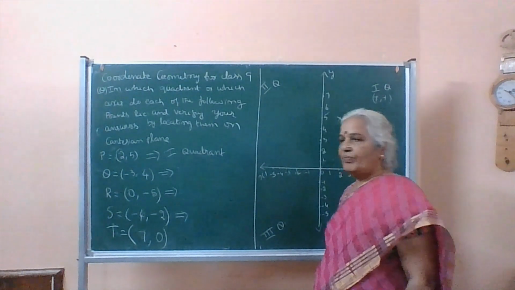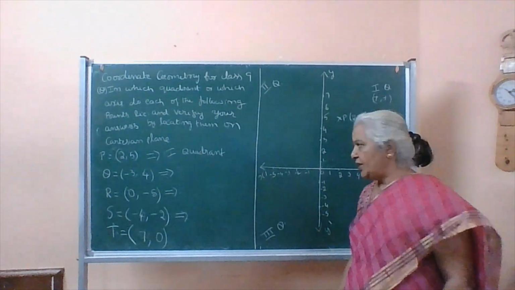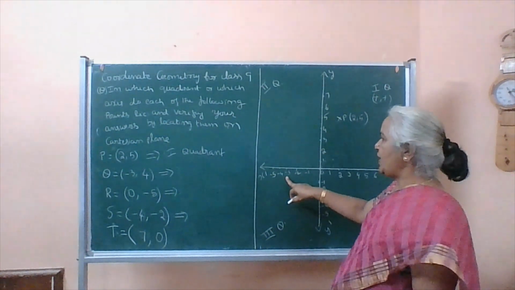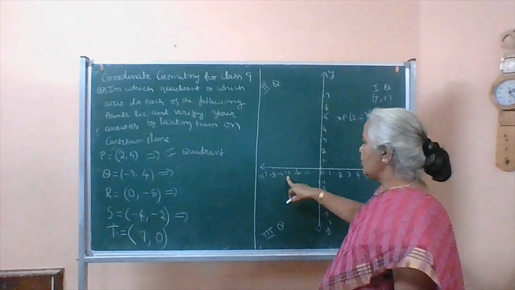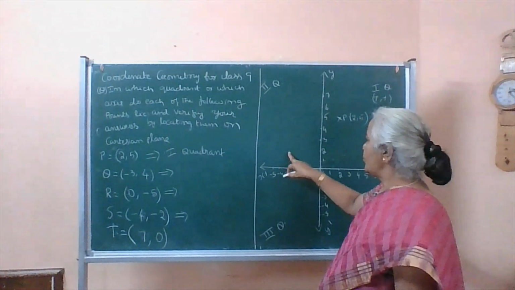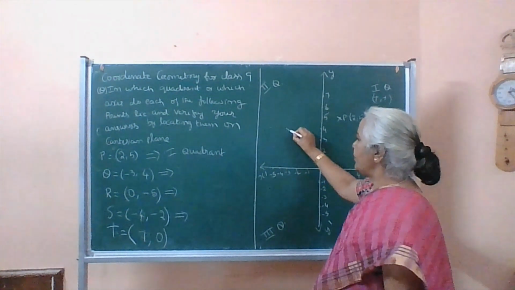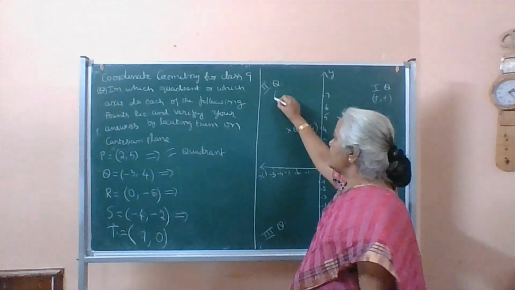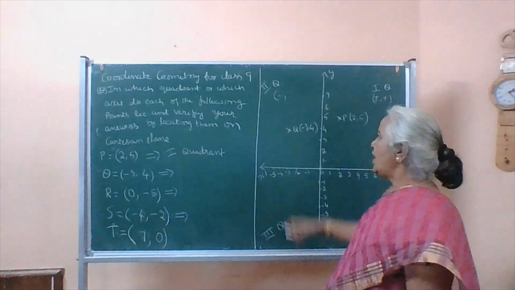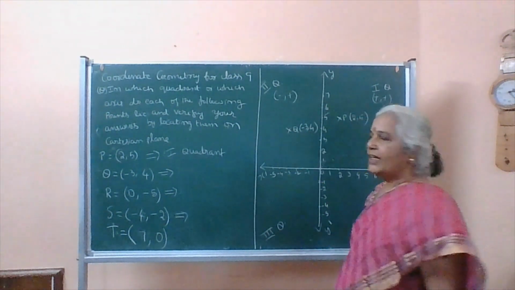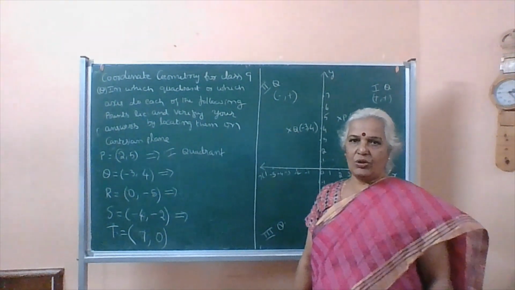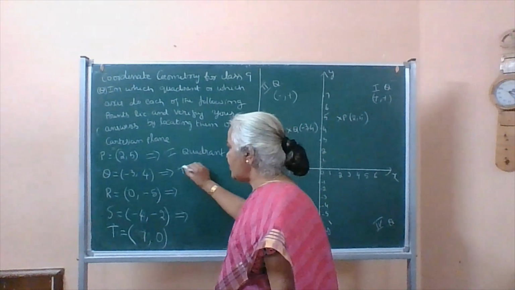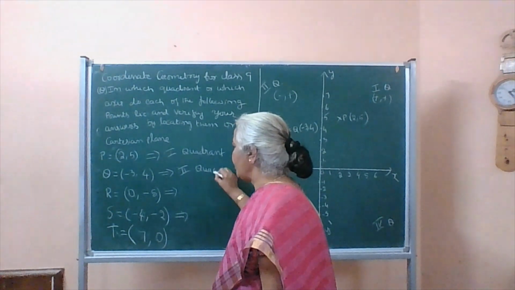And Q (-3, 4). X is -3 and y is 4. See here, -3, then 1, 2, 3, 4. That means if x is minus and y is plus, it comes in the second quadrant.